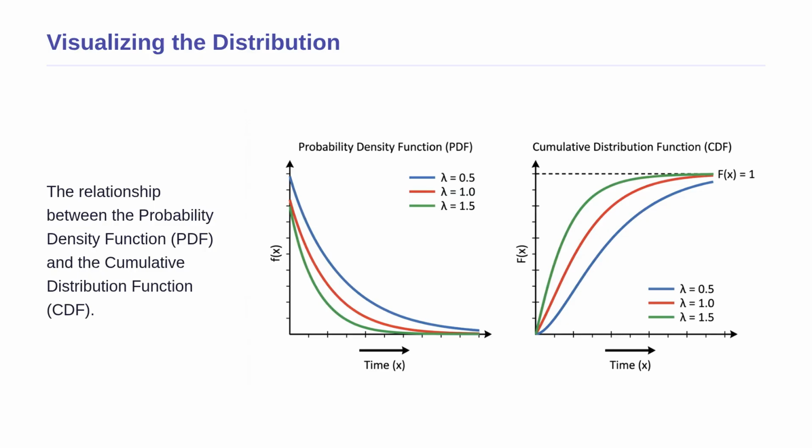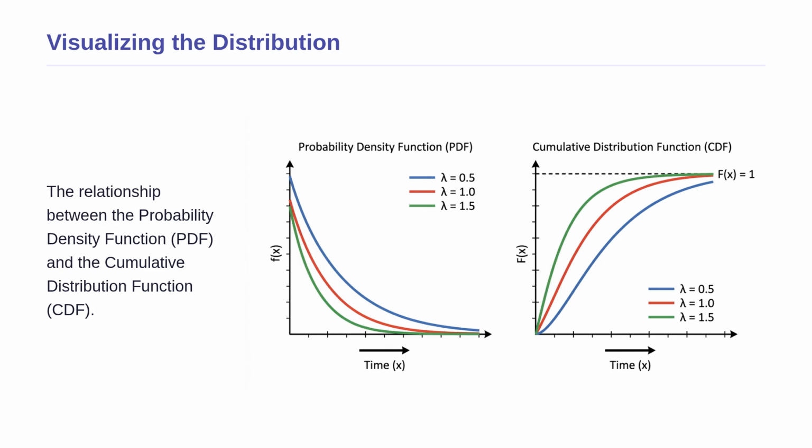Let us take a moment to visualize everything we have discussed so far. On the left, you are looking at the probability density function. Notice how the curves start high on the vertical axis and smoothly decay towards 0 as time increases. The green curve with the highest rate lambda drops the fastest.